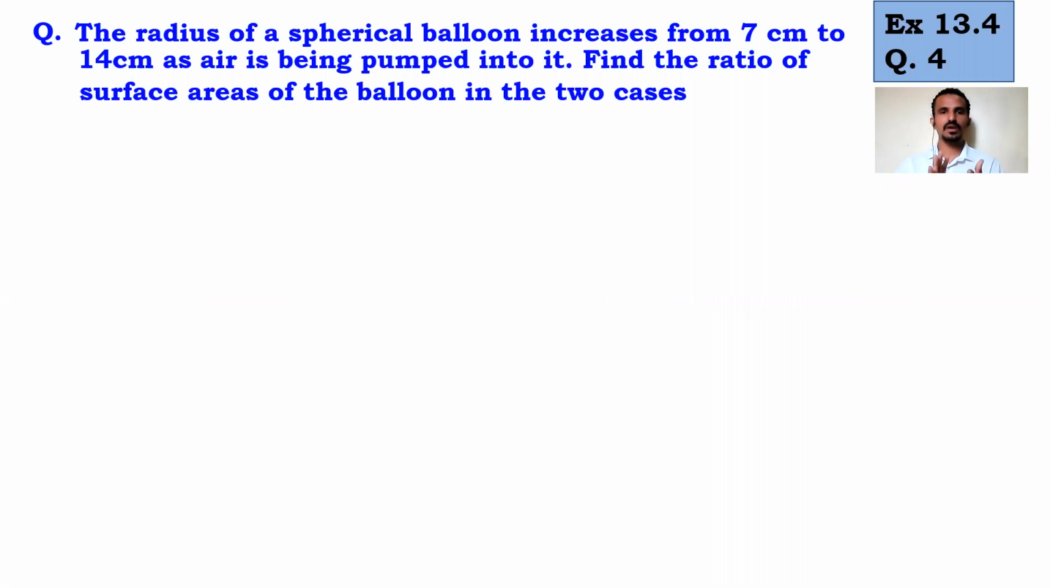Okay, there's a balloon which is a spherical balloon. Its initial radius is 7 centimeter. Then we pump some air in it. The radius increases to 14. Okay, and then we have to understand the ratio of the surface area of the balloon in both the cases.